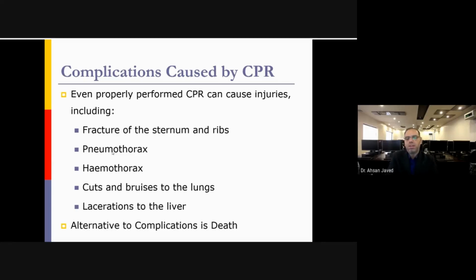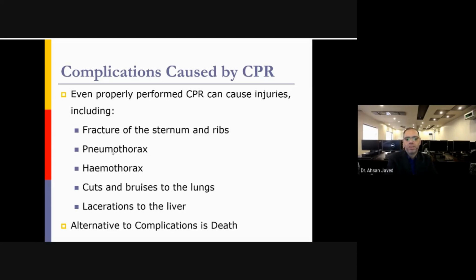Pneumothorax can be there. The rib fractures, it goes into the lung, it ruptures the pleura, it enters the air into the pleural cavity, and the condition is known as pneumothorax. There may be bleeding into the pleural cavity, which is known as hemothorax. There can be cuts, bruises to the lungs, lacerations to the liver.